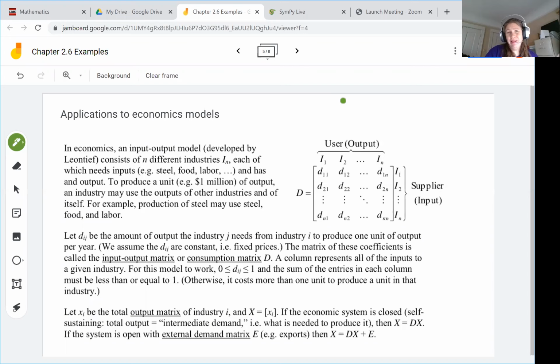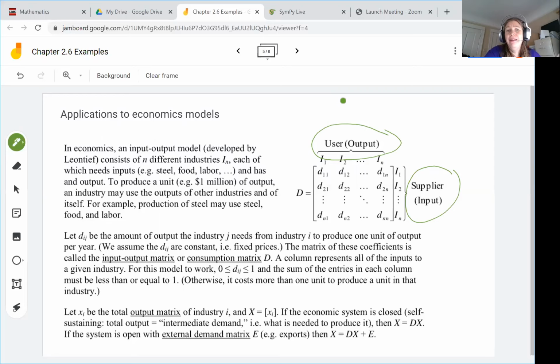So in economics, this is an input-output model, where the input from the supplier is over here in the rows and the output from the user is here in the columns. This is known as an input-output model, and it was developed by Leontief, who won the Nobel Prize in economics in the 1970s for this work.